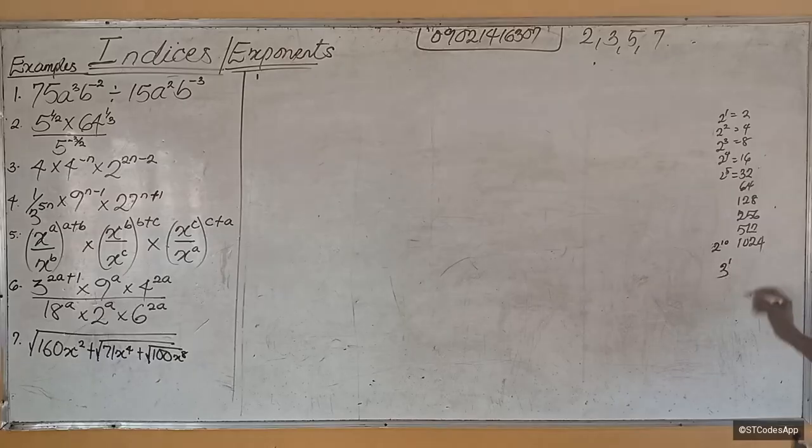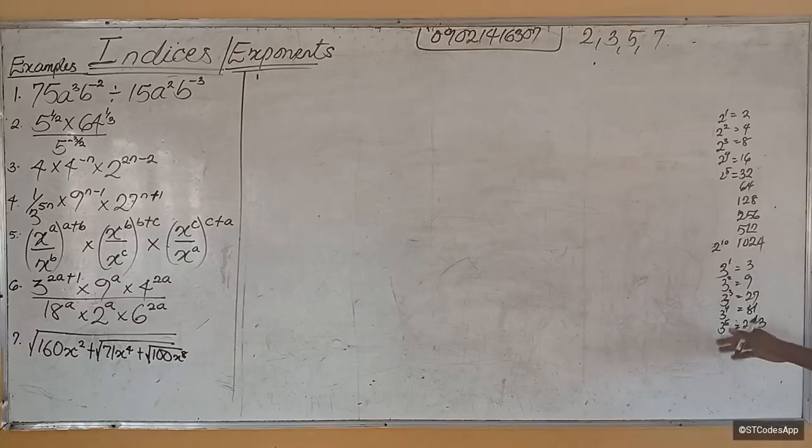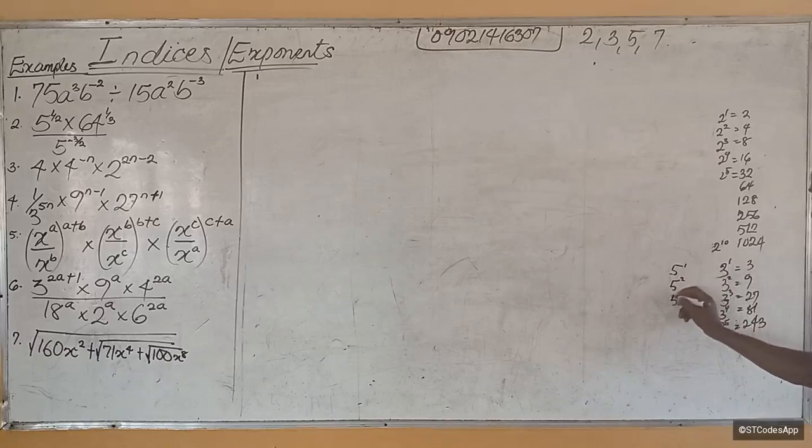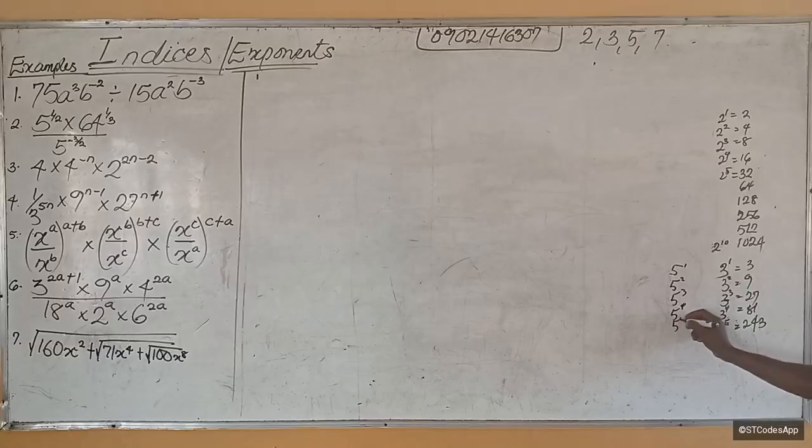For 3, you don't need to know too much. Just know 3 to power 1, to power 2, to power 3, to power 4, to power 5, or thereabout. This will give you 3, 9, 27, 81, 243. You can go further, but up to 5 is okay. For 5 also, 5 raised to power 1, 2, 3, 4, 5. If you know it like that, it's enough.